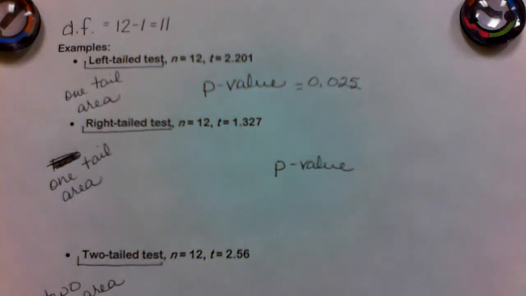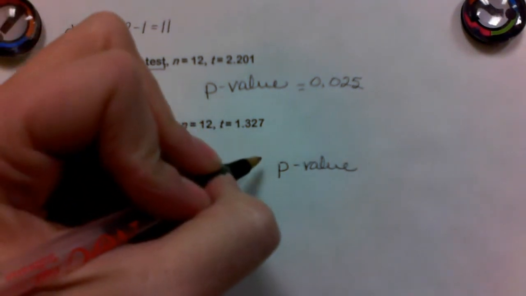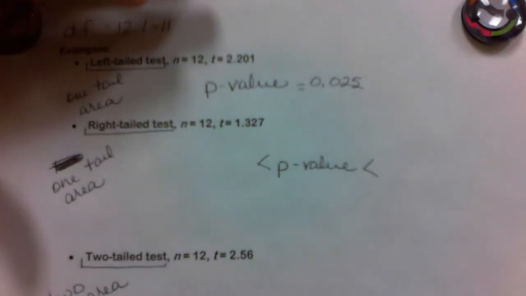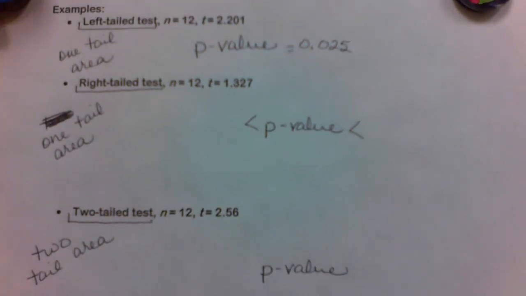Now, one thing that we're going to find is that the majority of time when we use the student's t-distribution table, our p-value is going to most of the time be located between two numbers. So I'm going to show you that example here.